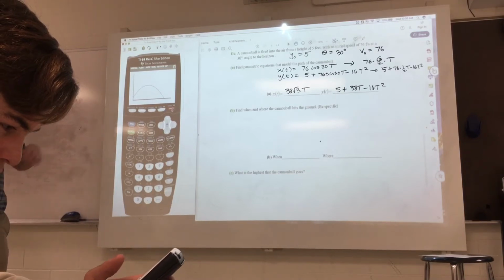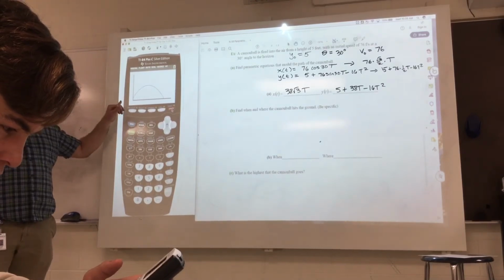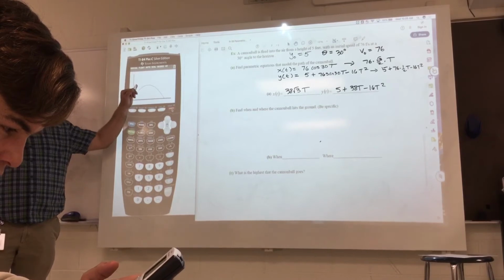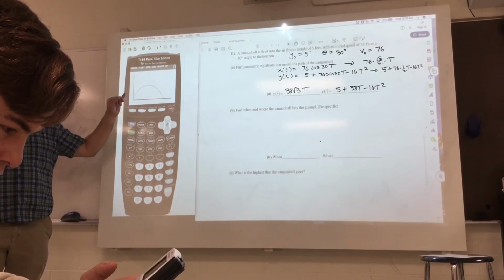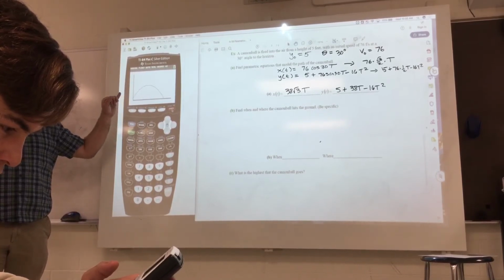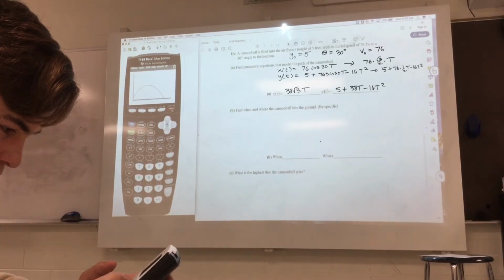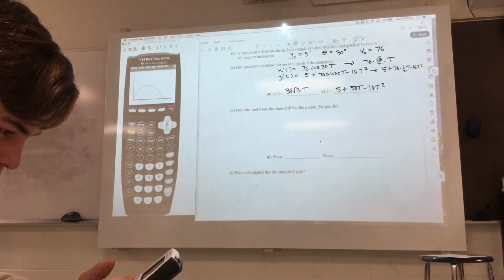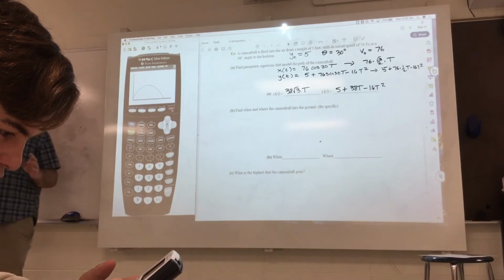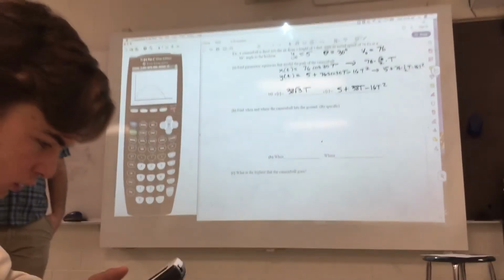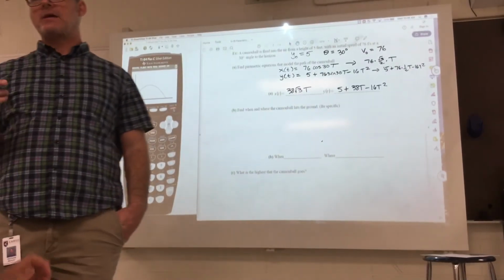Now, I'm going to tell you right now, you can hit trace and try to find values. Sometimes they come out, sometimes they don't. So we're not going to do the thing that works sometimes. Right. So after you have it, set window, you see your graph, we're going to use the equations to find times that we're looking for when things happen.